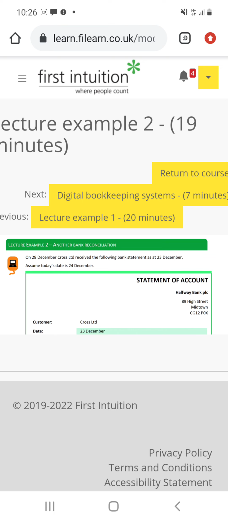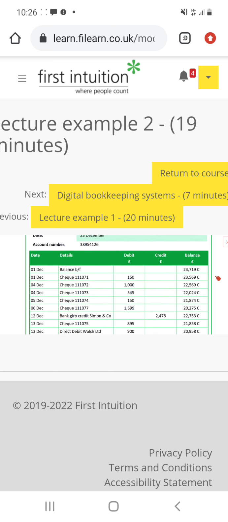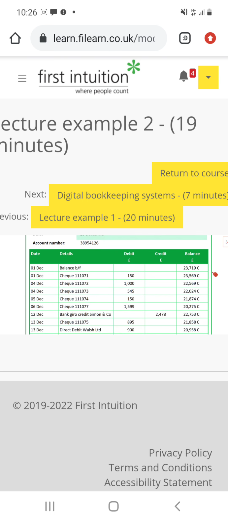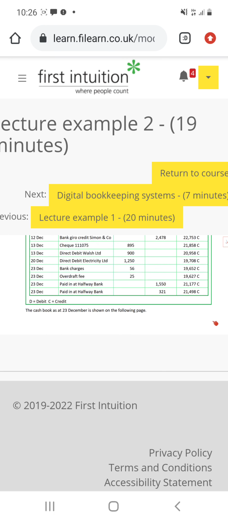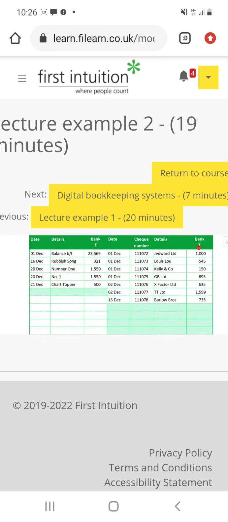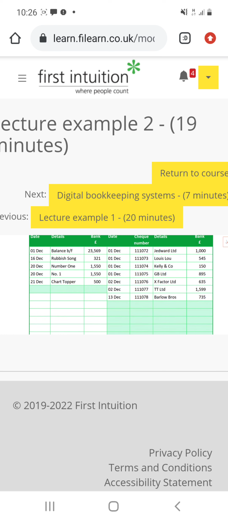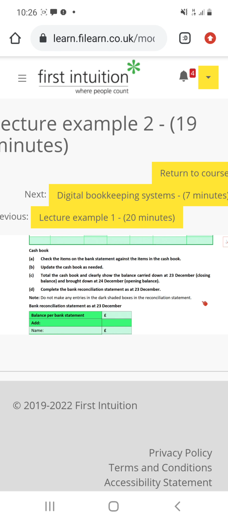So we'll have a look through this. As we should hopefully be familiar with now, we have our bank statement, a list of what's gone in and out of the account, and indeed the bank balance there. We've got our cash book, with our receipts and our payments side of the cash book. Hopefully getting familiar with that.